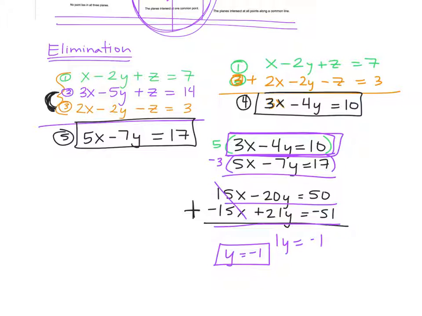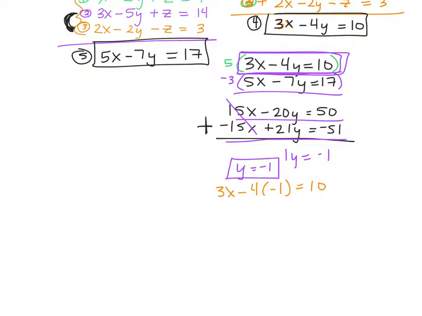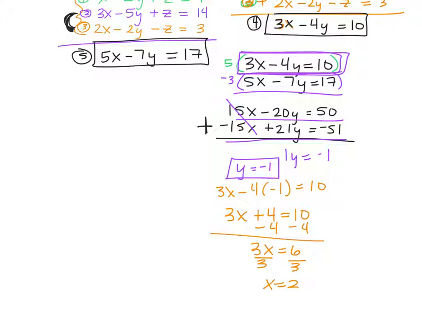So it's going to be 3x minus 4 times negative 1 equals 10. And simplify that. So it's 3x plus 4 equals 10. So take away our 4. And 3x equals 6. Divide by 3. So x is 2. Okay, so now we have an x and we have a y.